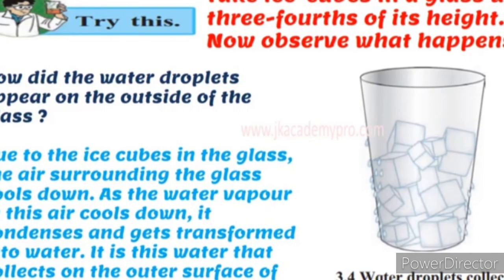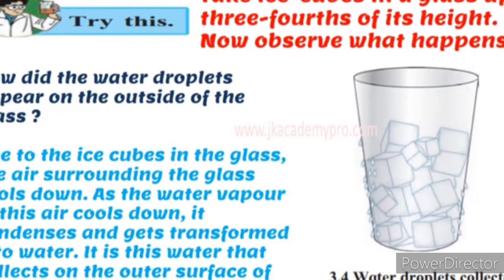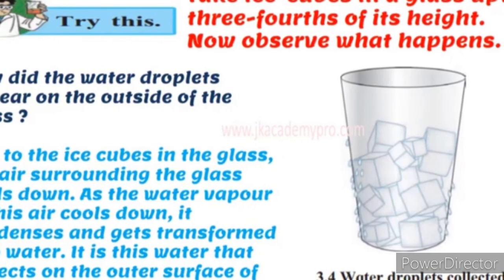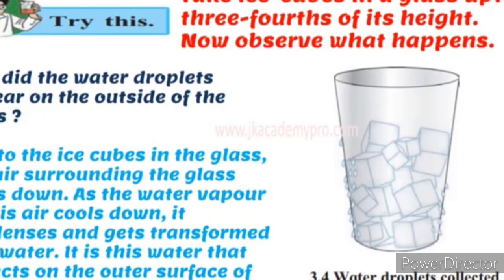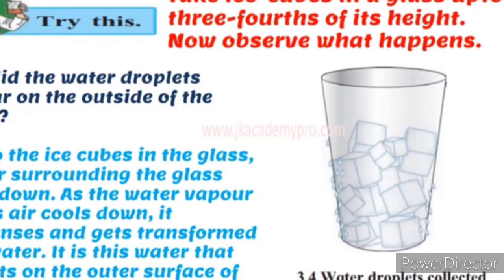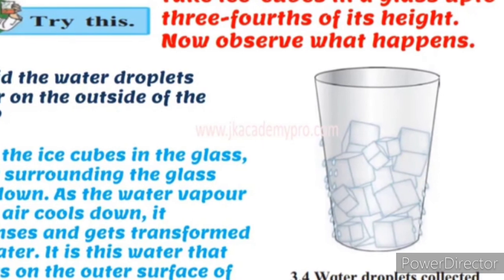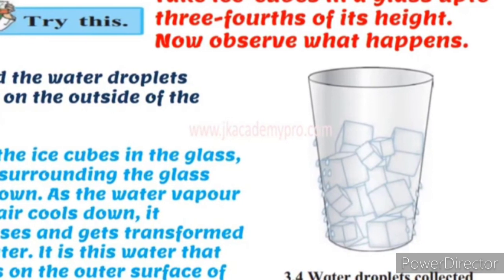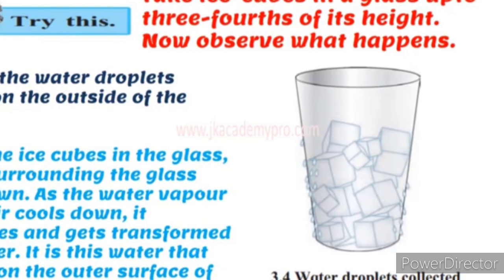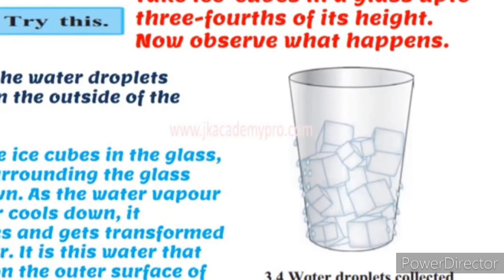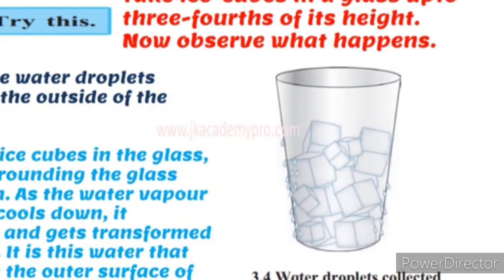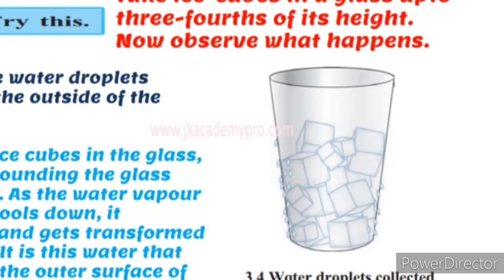Due to ice cubes in the glass, the air surrounding the glass, air is present everywhere in the atmosphere, cools down. As the water vapor in the air cools down, means water is present in the air in the form of water vapors, those water vapors cool down and become droplets. They condense, means they become water droplets and get transformed into water. This water collects on the outer surface of the glass.